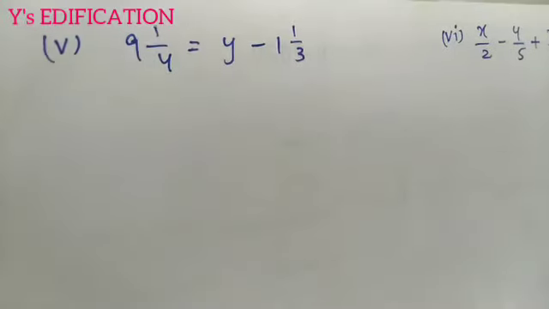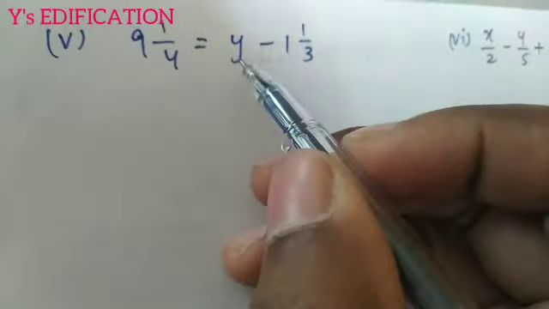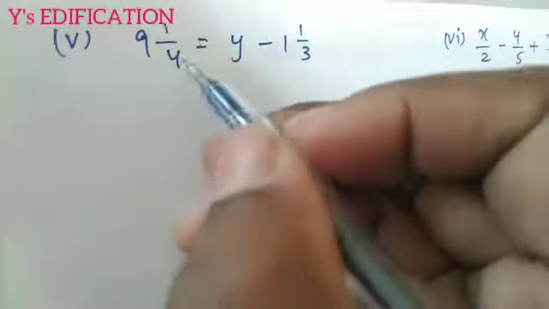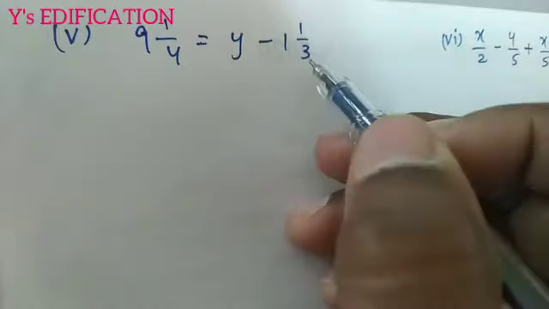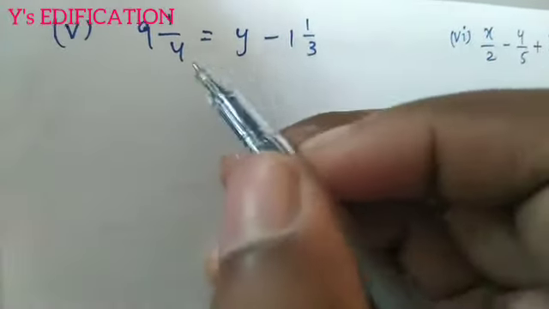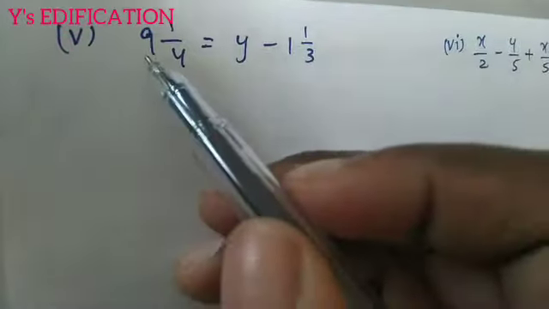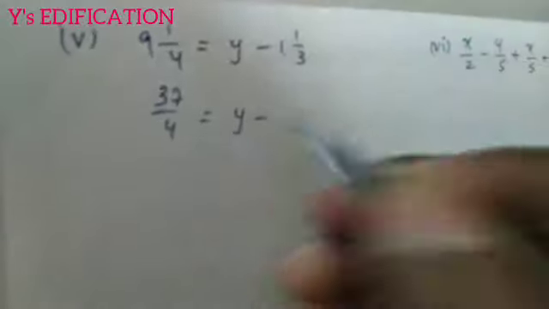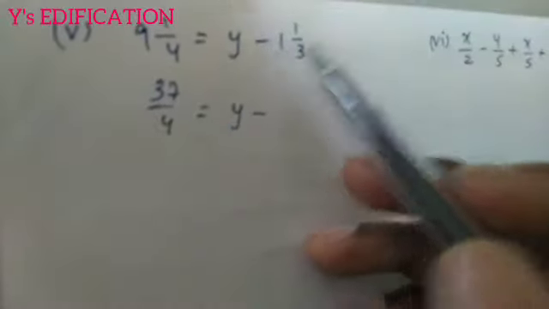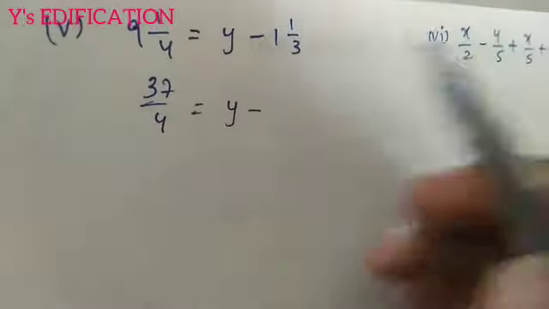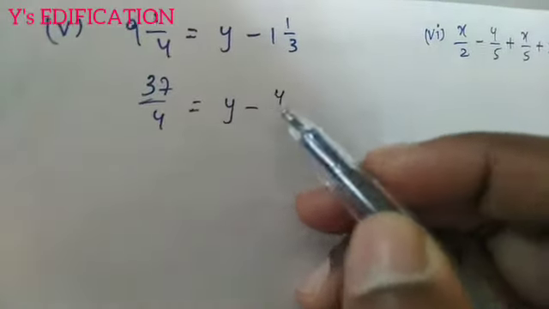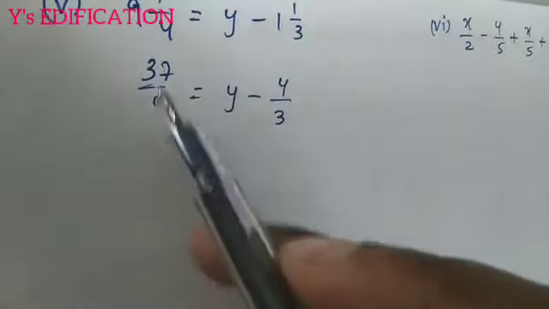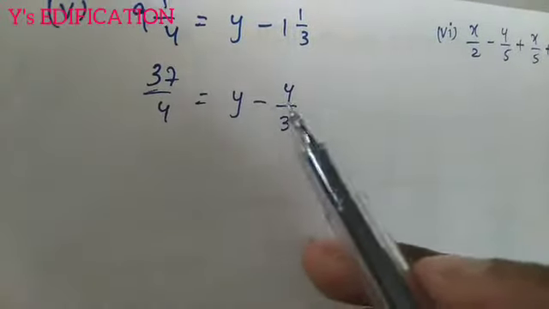Okay. Next one. 9 1 by 4 is equal to y minus 1 1 by 3. So it is in a mixed fraction. Okay. First convert this mixed fraction to a normal fraction. 4 into 9 is 36. 36 plus 1 is 37 by 4 is equal to y minus 3 into 1 is 3. 3 plus 1 is 4 by 3. Okay. 37 by 4 is equal to y minus 4 by 3.